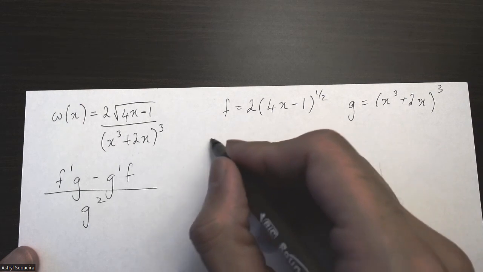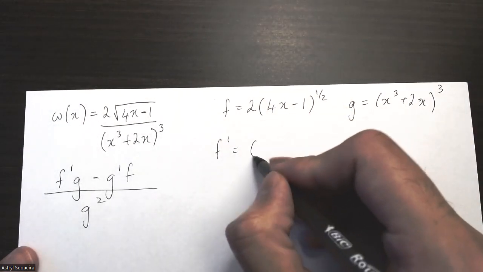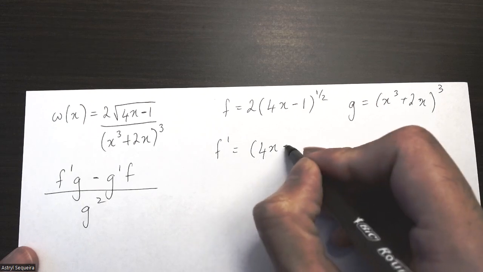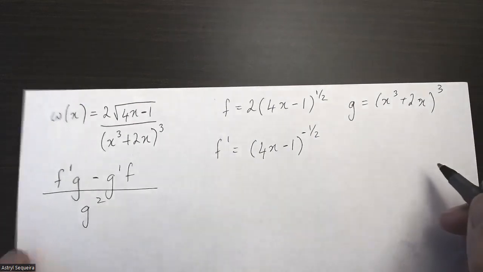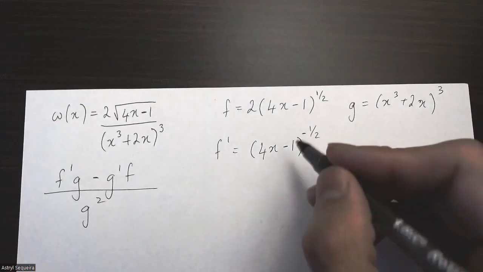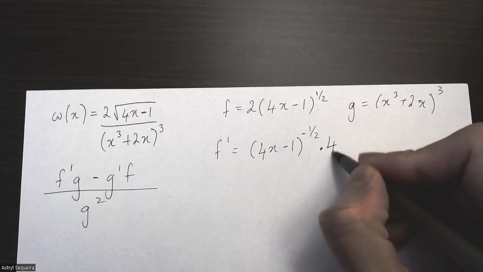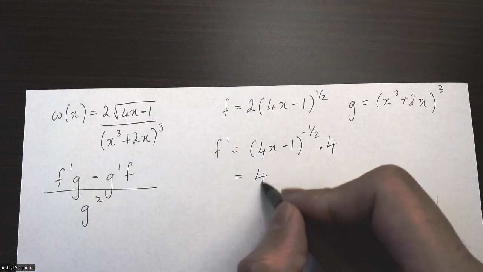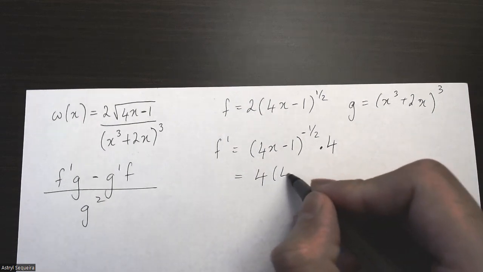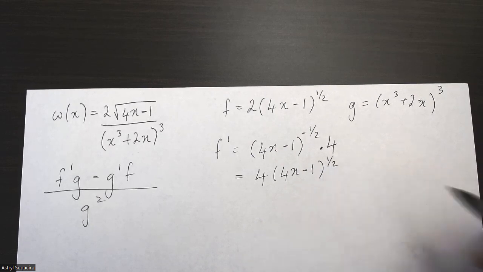And then f prime is 1 over 2 times 2, which is just 1, so I don't need to write that. If I subtract 1 from my exponent, I'll get negative half. And then I have to multiply by the derivation of the inside of the bracket, which is just 4. So for now, I won't simplify this in a too complicated way. I'll just write it as 4x minus 1 to the half.